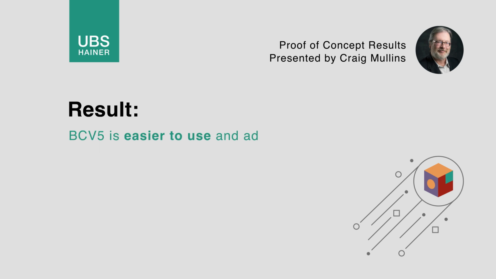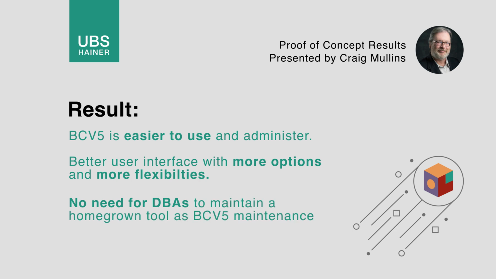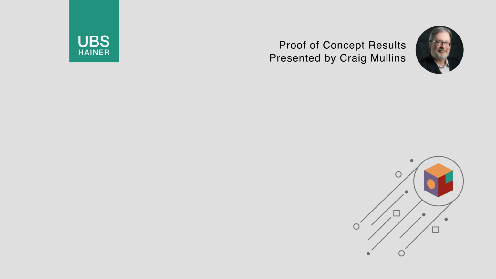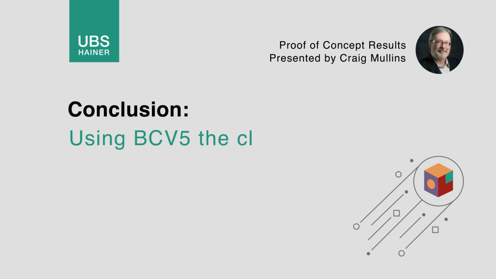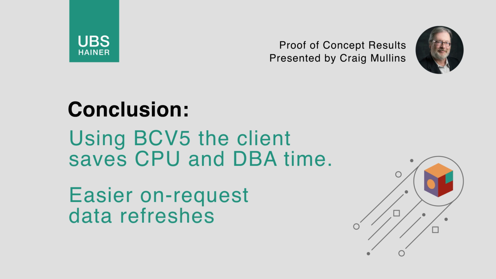Additionally, BCV5 is easier to use and administer than the homegrown solution. It offers a better user interface with more options and more flexibility, and there's no need for the DBAs to maintain that homegrown tool anymore, as BCV5 maintenance is handled by the vendor, UBS Heiner. With BCV5, this client saves CPU and DBA time, and it is easier for them to react to on-request data refreshes.